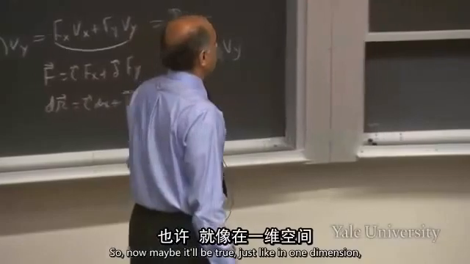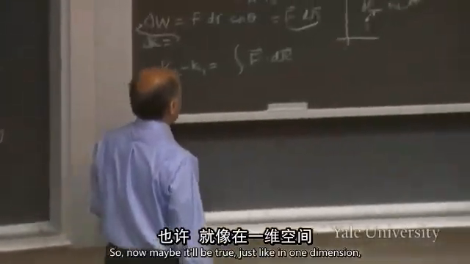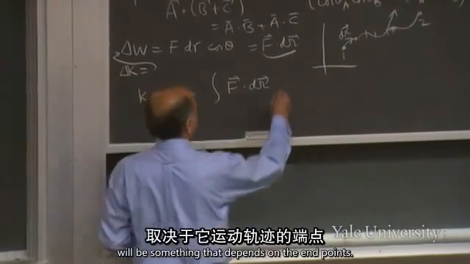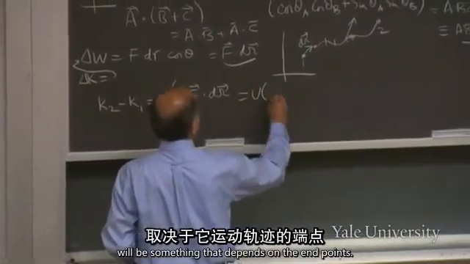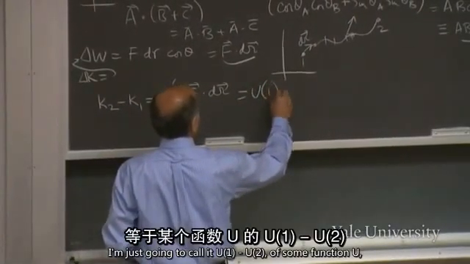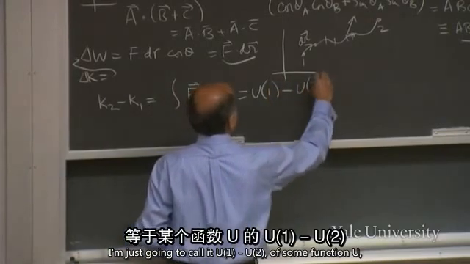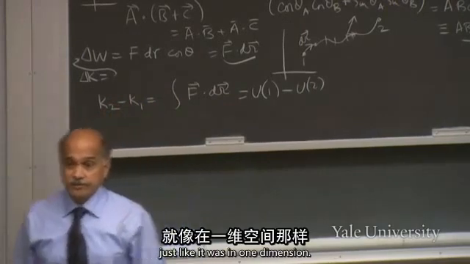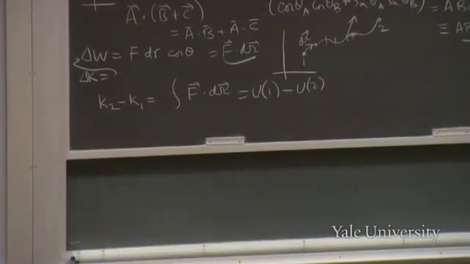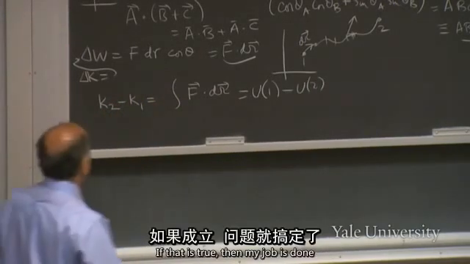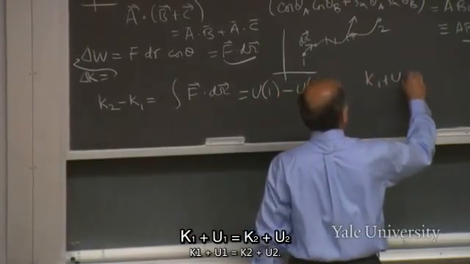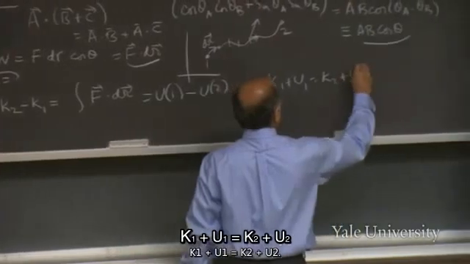So, now maybe it will be true, just like in 1 dimension, that the integral of this function will be something that depends on the endpoint. I'm just going to call it u1 minus u2 of some function u, just like it was in 1 dimension. If that is true, then my job is done, because then I have k1 plus u1 is k2 plus u2.